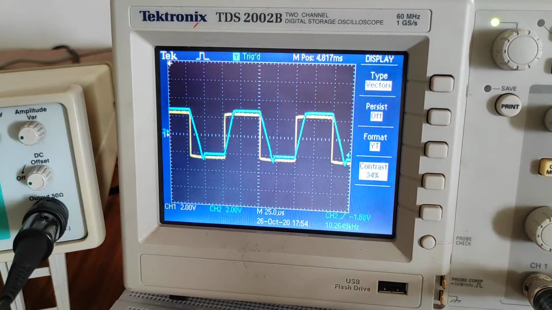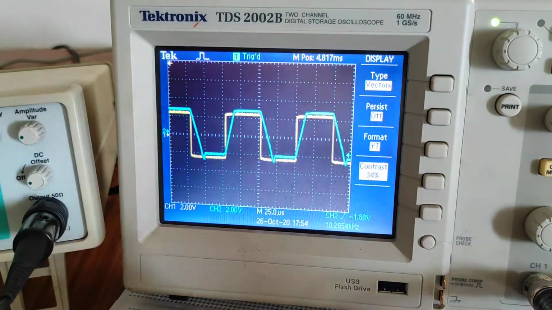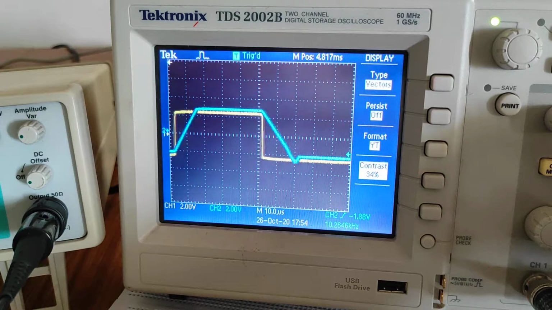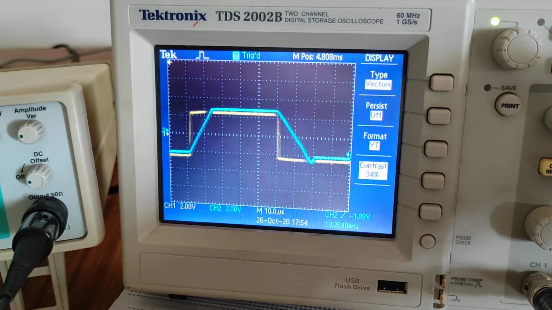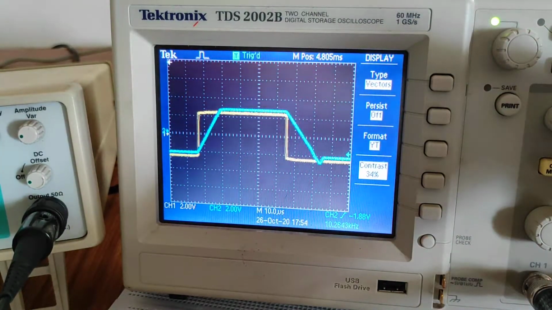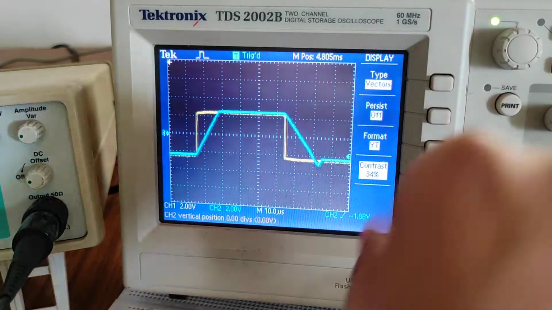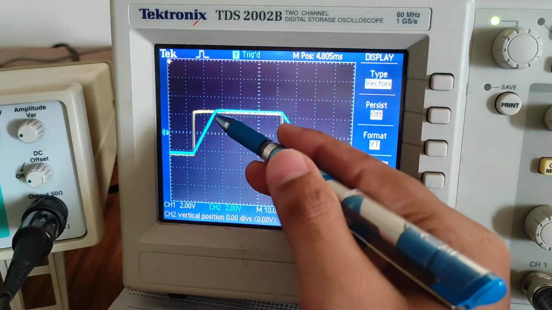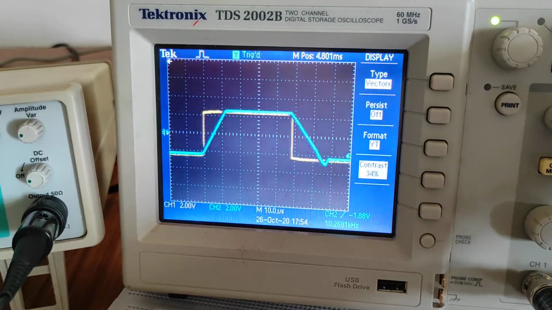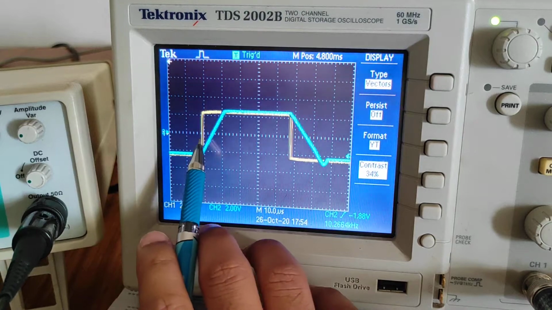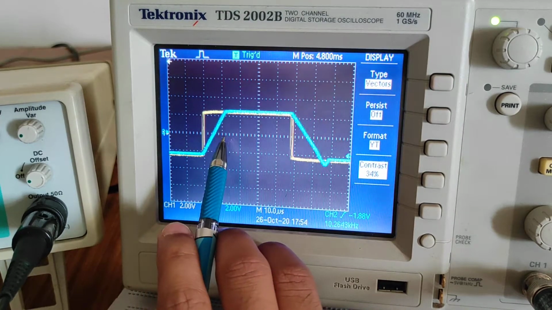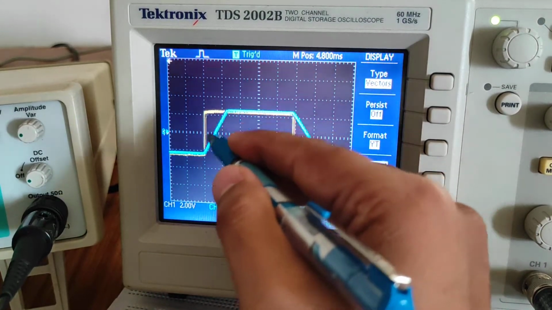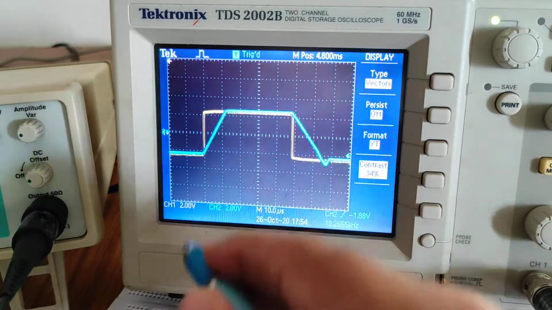Now we will see how much time it is taking to rise. For that I am increasing it. Now it is easily visible how much time it is taking. See, at this point it is cutting. Now if you make the position very good, it is taking around one block of time to come up to that voltage.